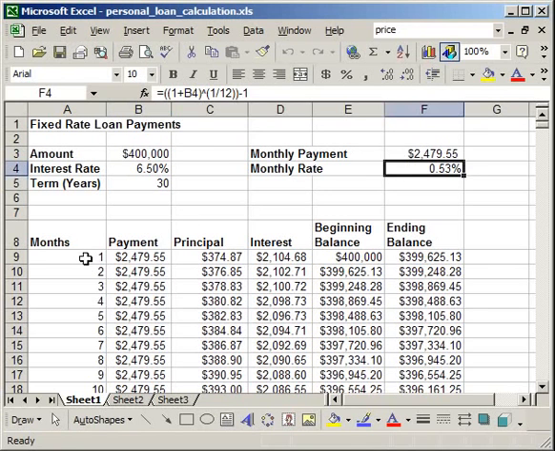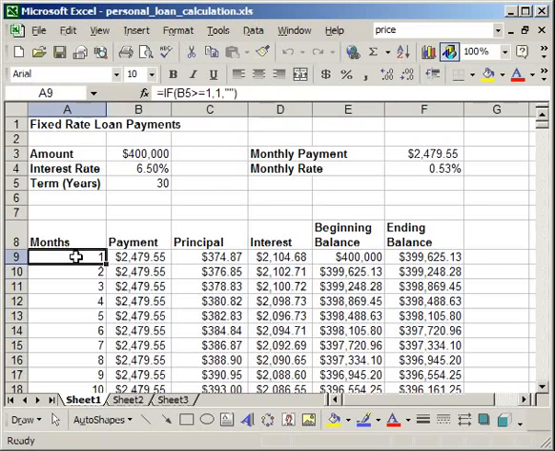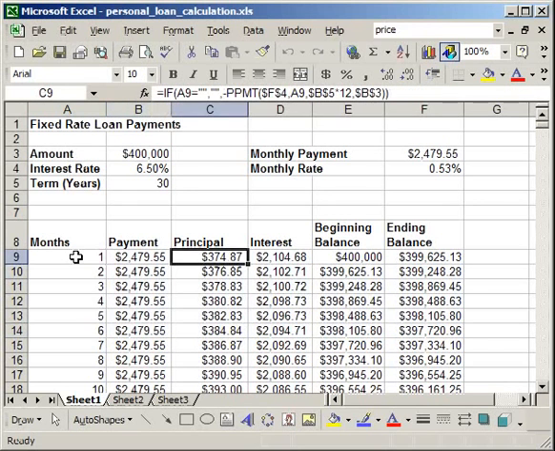Down here, I have it laid out, so it's going to show you what month you're in, the payment for the month, which is going to be the same because this assumes fixed rate, the amount for that payment that's principal, amount for interest, your beginning balance, and the ending balance.